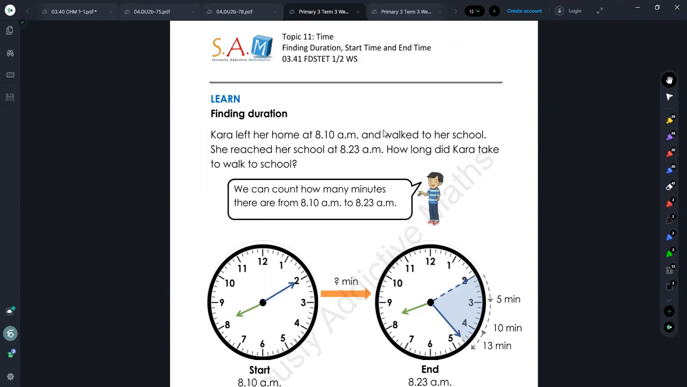For the first booklet, it is about finding duration, starting off with using the so-called analog clock to answer the question. Here, it says Kara left her home at 8:10 a.m. and walked to her school. She reached the school at 8:23 a.m. How long did it take?